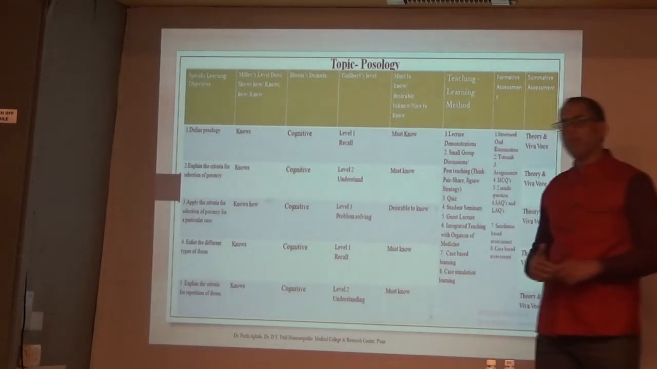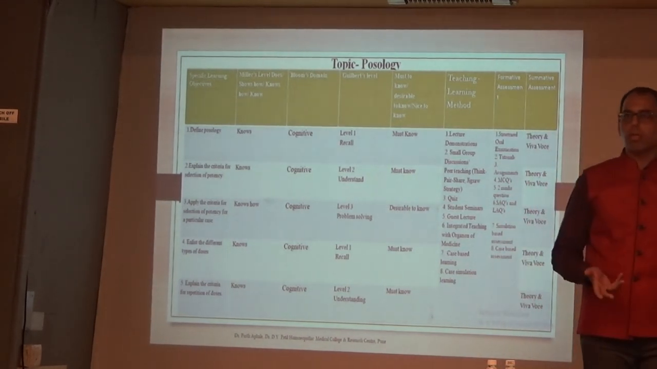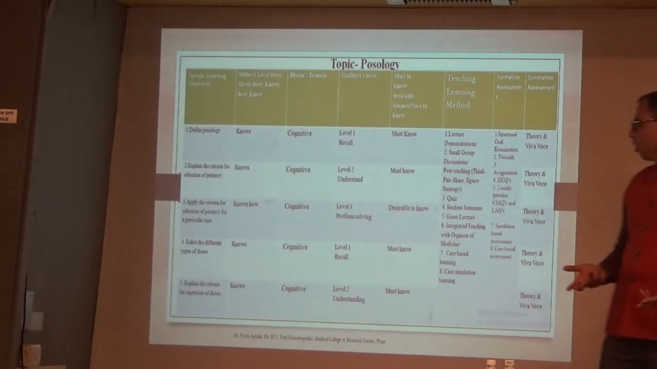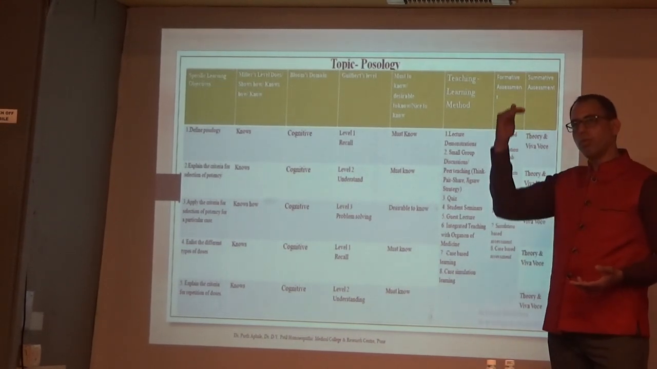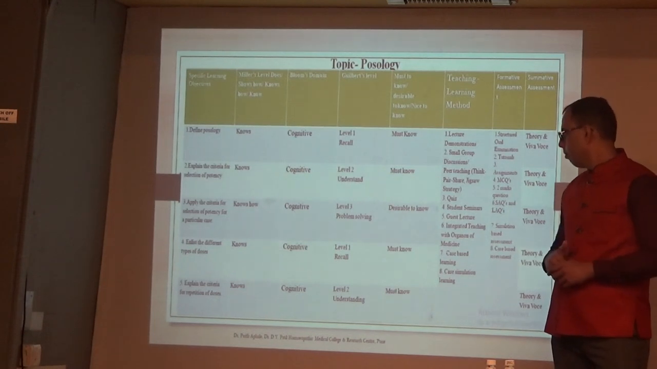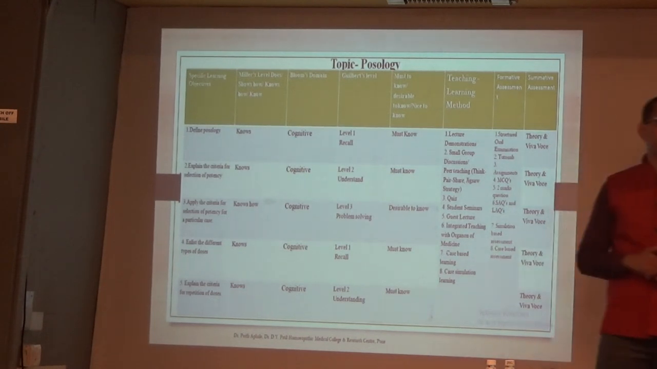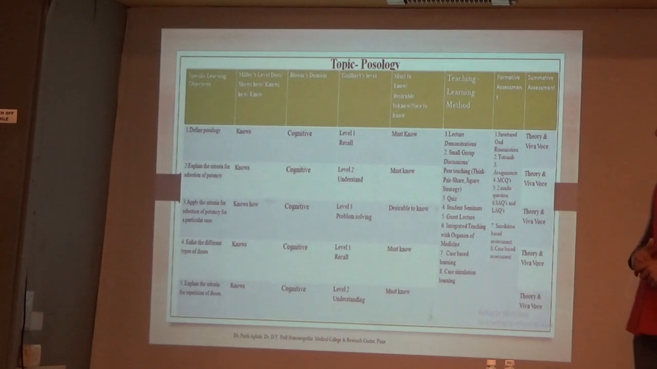Analyze the different types of doses. Of course, he must know what the different types of doses are. It comes in the cognitive NOSE level 1. He is just going to enlist it, and it is must know. Explain the criteria for repetition of doses. Understanding, level 2 and must know.